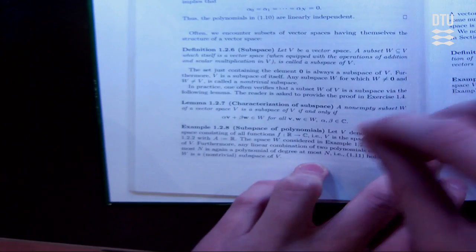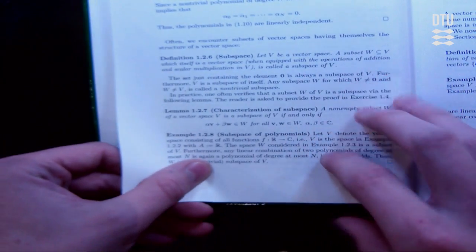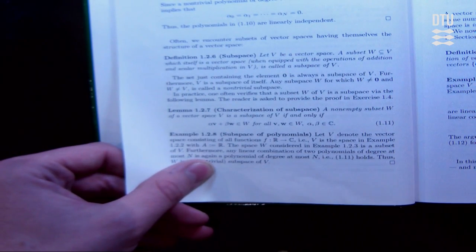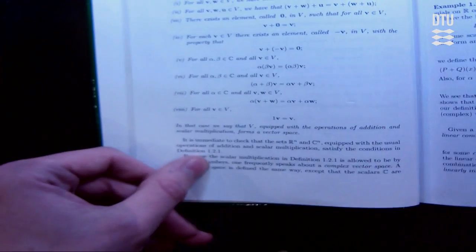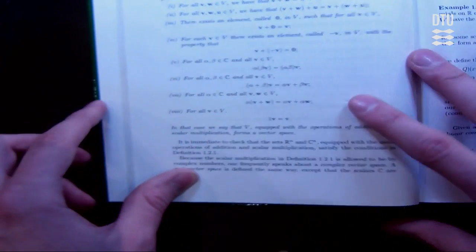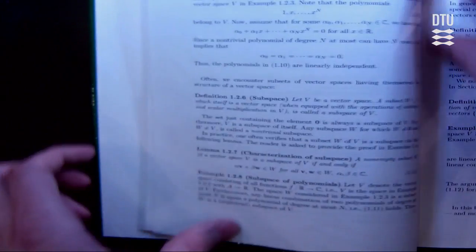This is always easier than proving all the 8 points. So whenever you are in Mathematics 4 and you need to show that something is a vector space, prove this by Lemma 127. Okay? Never go into details of showing all of these 8 points here. Okay? So that's one thing.